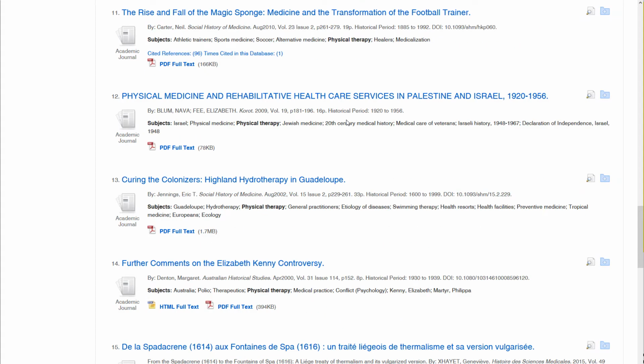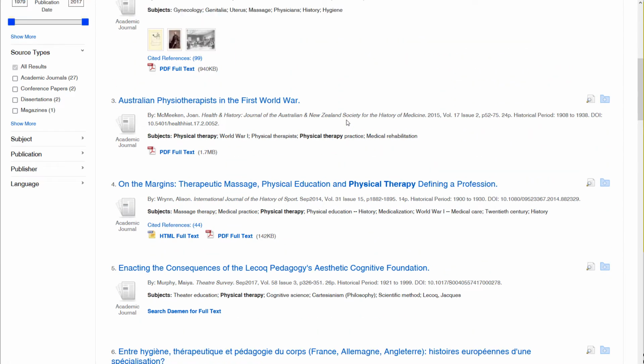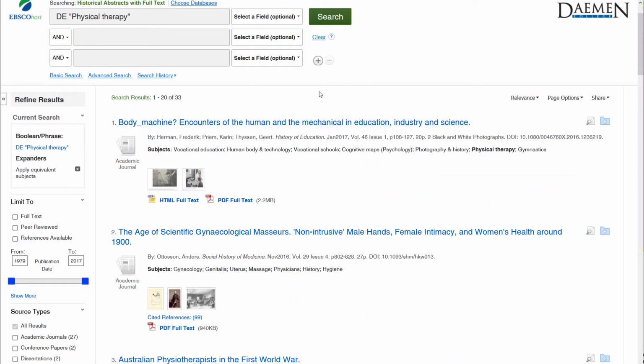And often articles will be more specific than your initial topic. That's okay. You don't need a source to tell you everything about your topic. It can be just one piece of the puzzle. So it's important to remember what the scope of your research is and to compare it against what these titles provide. Each record also indicates the source type.